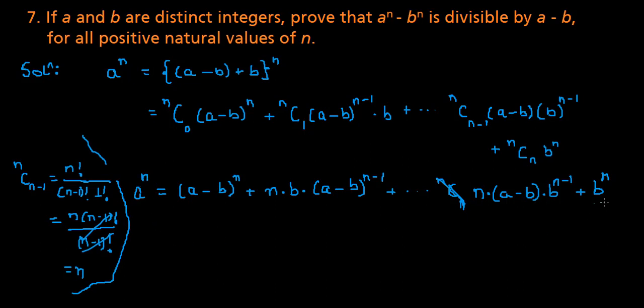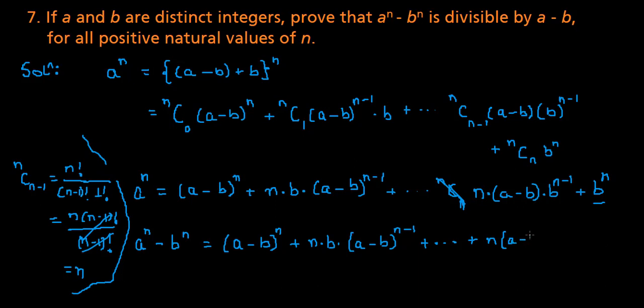So this b, I'm going to take it to the left hand side. So we have a raised to the power of n minus b raised to the power of n. This is equal to a minus b raised to the power of n plus n times b times a minus b raised to the power of n minus 1 plus dot dot dot plus n times a minus b times b raised to the power of n minus 1.